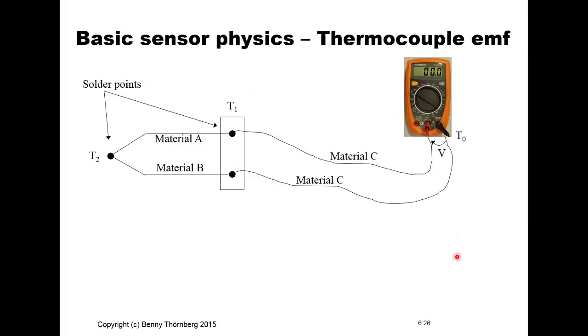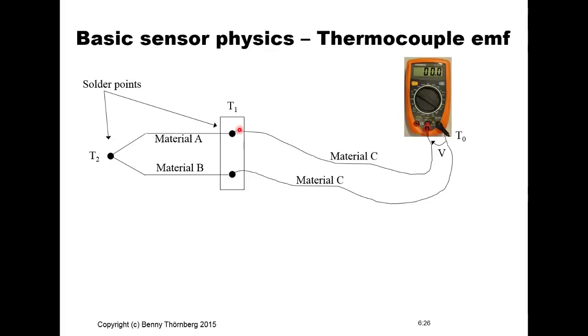What we see here is an arrangement for measuring the temperature difference between two solder points T2 and T1. And the idea here is that the voltage that is going to be read here on this voltage meter is going to be proportional to the temperature difference.